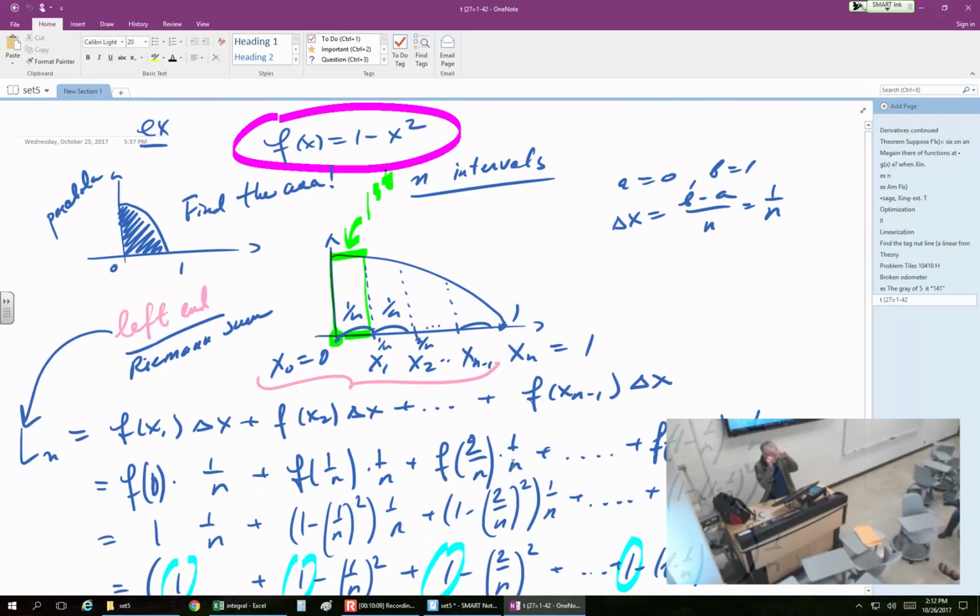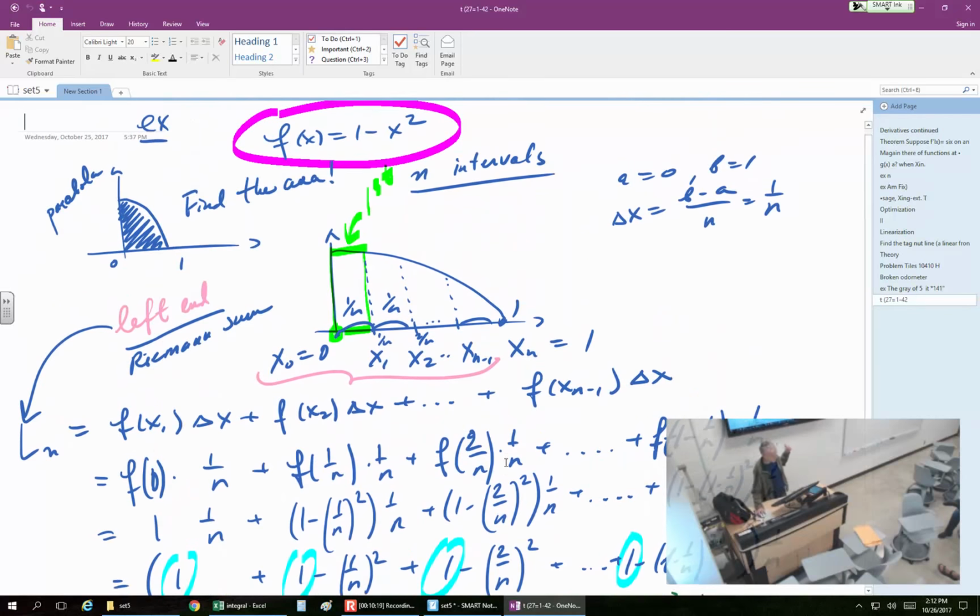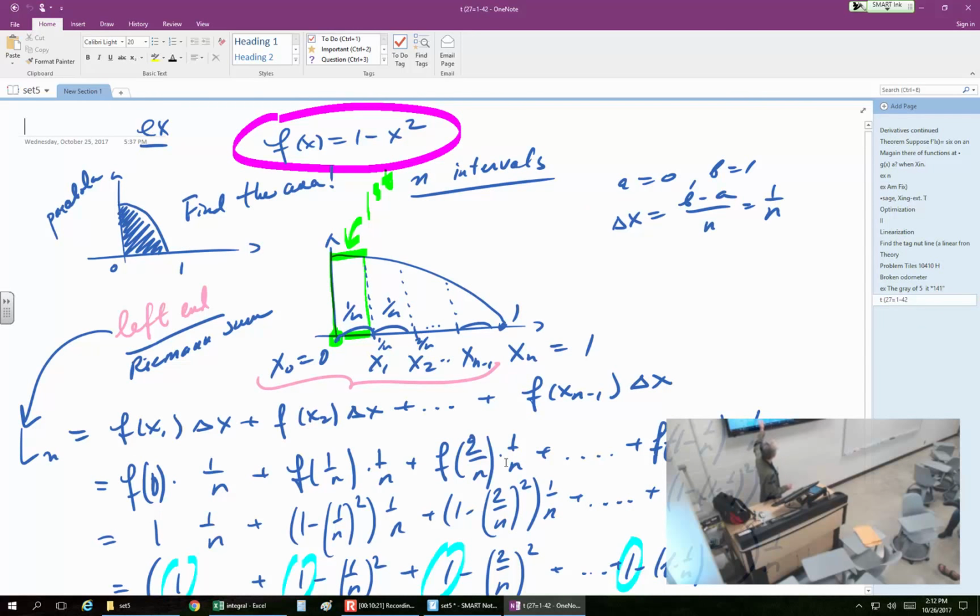Here it is. The function is 1 minus x squared. How do we find the area? We subdivide. N is arbitrary. In this particular case, I choose left-hand points, and this is what I end up with. The function is very, very simple, but then you end up with a sum with the dot, dot, dot.